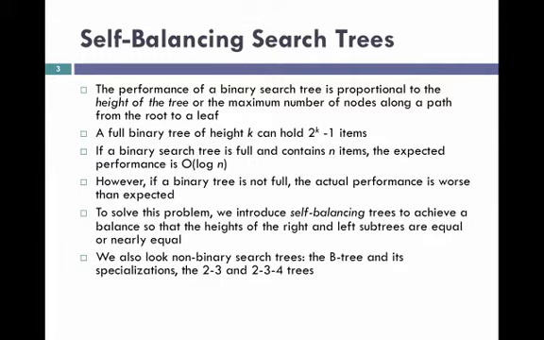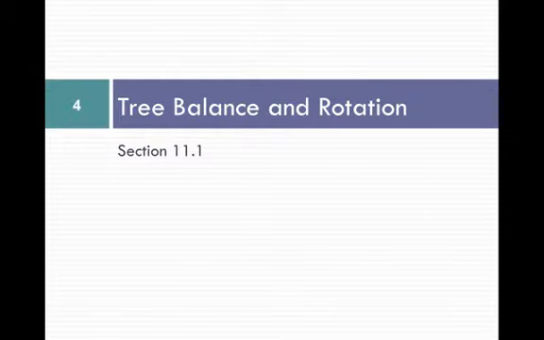So to solve this problem, we introduce self-balancing trees to achieve balance so that the height of the right and left subtrees are equal or nearly equal. And we'll also look at non-binary search trees, the B tree and its specializations, the 2-3 and the 2-3-4 tree. So let's start with tree balance and rotation.